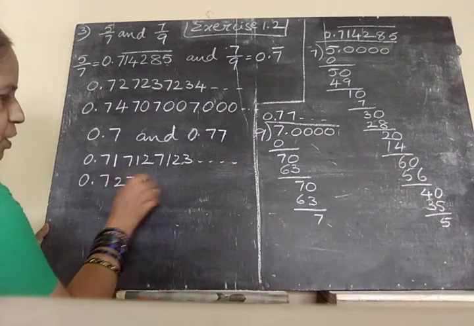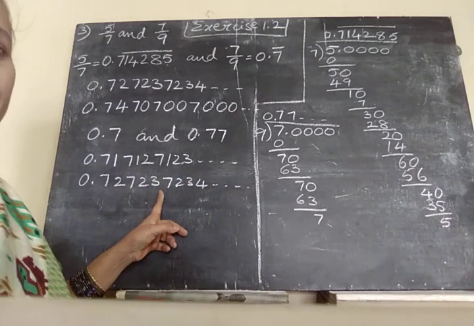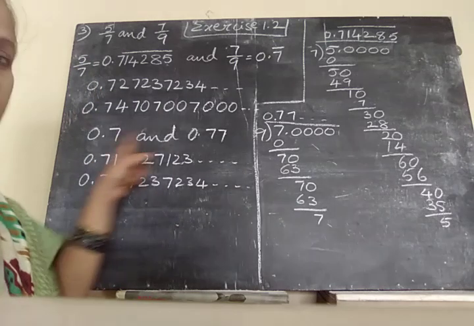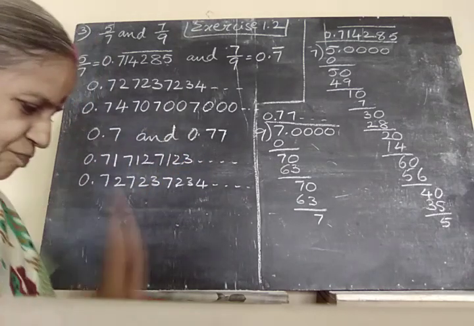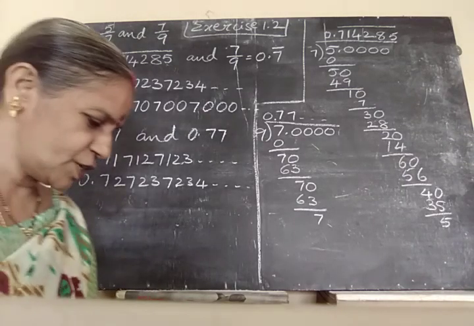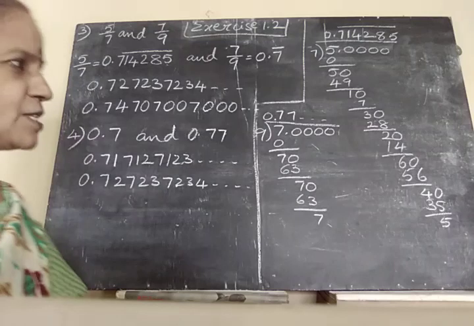0.72, 0.723, 0.7234... Like this, irrational numbers, so many you can write in between 0.7 and 0.77. This is the fourth question. Understood? Now, fifth question. Find the value of root 5 up to 3 decimal places.